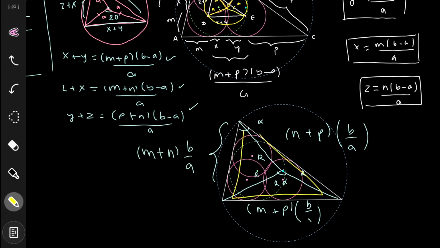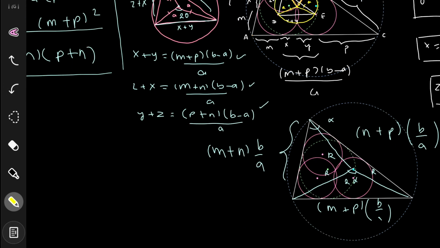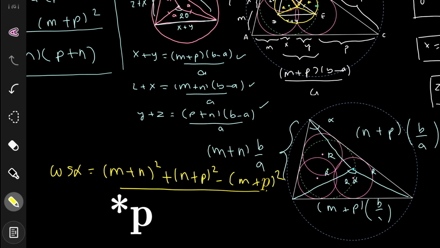Now in this triangle we have got the value of all the three sides and one of the angles is the angle alpha. So by using the cosine rule, the value of cos of alpha would be equal to (m plus n) the complete square plus (n plus p) the complete square minus (m plus n) the complete square, divided by 2 times (m plus n) multiplied with (n plus p).